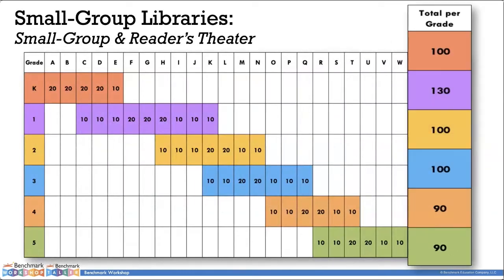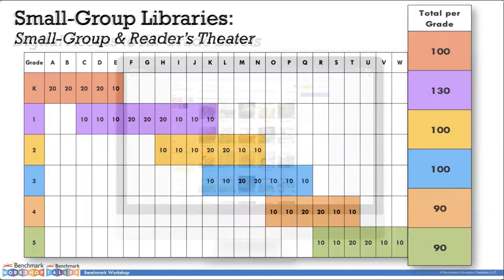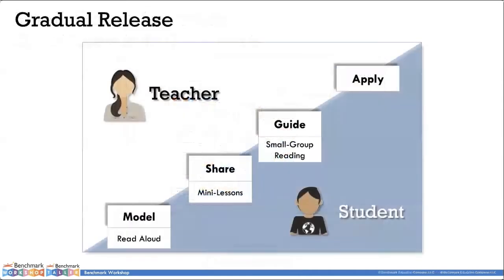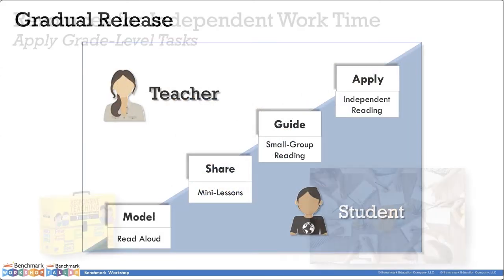This chart shows the range and the number of titles each teacher receives at each grade level. And as each title comes in a set of 6, you receive your own small group library. You also have access to every grade level small group library through Benchmark Universe. And as all grade levels are learning about the same topics, the texts above and below grade level are on your topic as well. Responsibility is released completely as students apply learning independently.